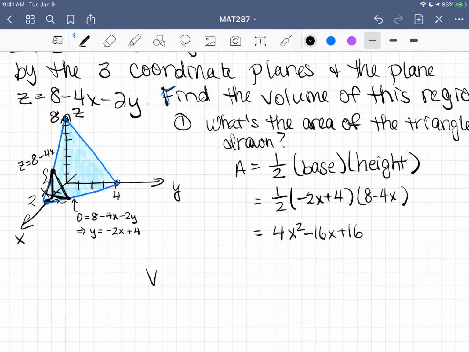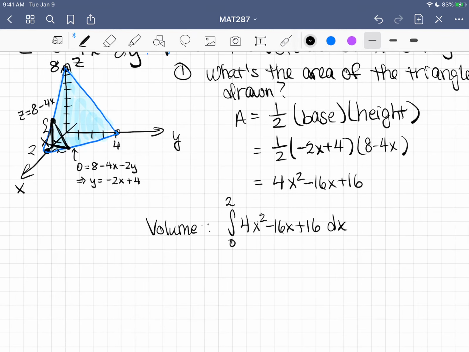So the volume is the integral from 0 to 2 of the area, right? So 4x squared minus 16x plus 16 dx. All right, now this is a Calc 1 problem, so I'm just, again, going to jump to the answer. You're going to get 32 thirds, which is about 10.67.